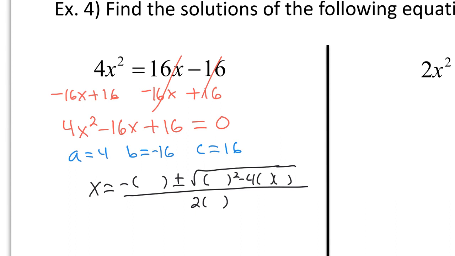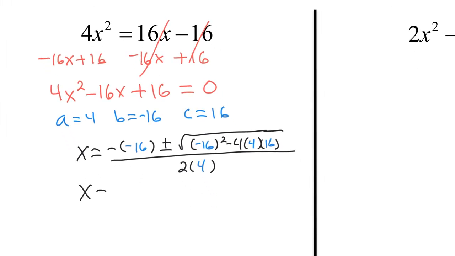And let's go ahead and substitute. So negative b, that's a negative 16 here, plus or minus the square root of b squared, negative 16 squared, minus 4 times a, which is 4, times c, 16, everything divided by 2 times a, which is 4. Let's go ahead and simplify the formula. So x equals, we have a negative times a negative 16, that's going to be a positive 16, plus or minus the square root. You're going to use your calculator to find what this is, the discriminant. And it equals 0 right here. And on the bottom, 2 times 4 is 8.